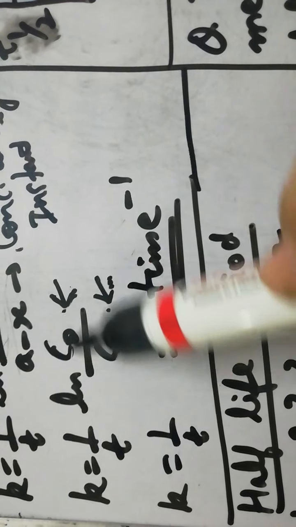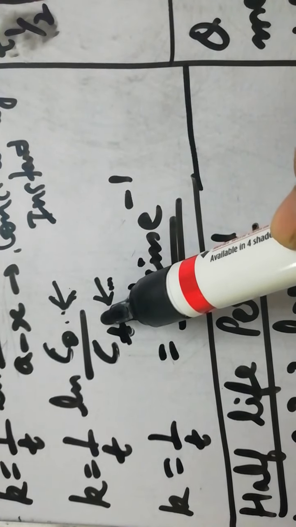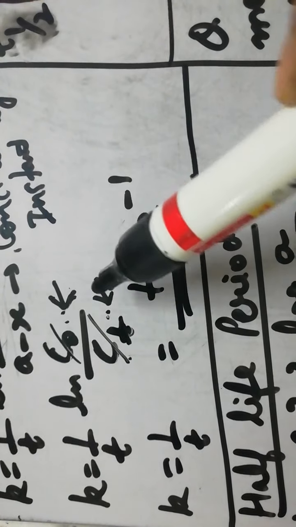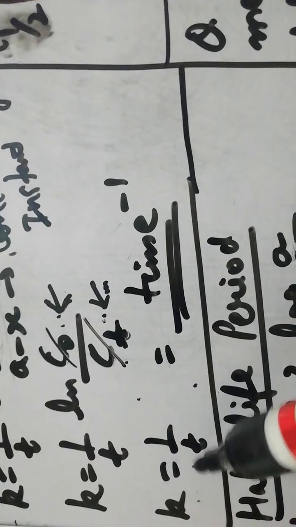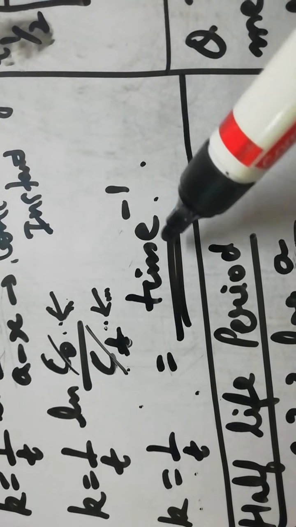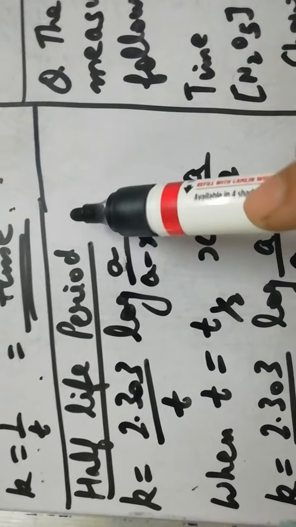Okay, so for finding the units of K, we will find them from this equation. K is equal to 1 upon T ln of concentration upon concentration. So concentration with concentration will get cancelled and what we will get, K is equal to 1 upon T. So units of K will be time inverse. If time is given in seconds, it will be second inverse. If it is given in minutes, it will be minute inverse, accordingly.